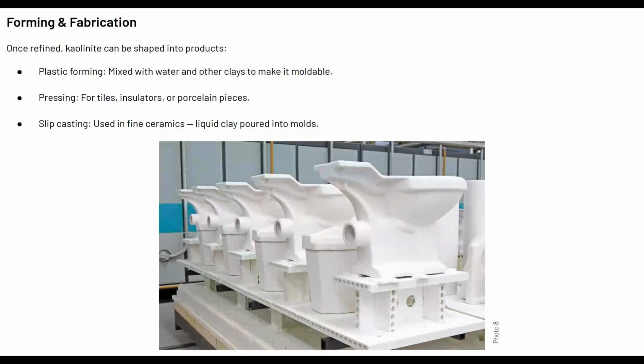Forming and fabrication. Once refined, kaolinite can be shaped into products. Plastic forming. It is mixed with water and other clays to make it moldable. Pressing, used for tiles, insulators, and porcelain pieces. Slip casting, which I'm sure is the example right here. It is used in fine ceramics. Liquid clay is poured into molds. As we can see, liquid clay was poured into molds for a toilet.